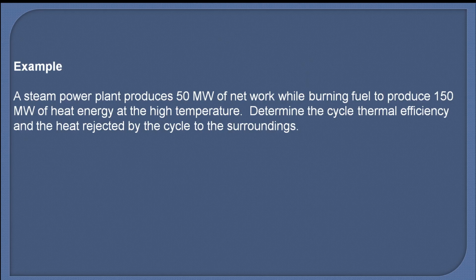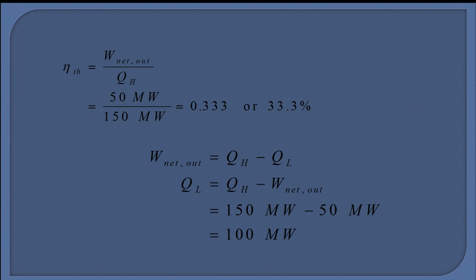Let us quickly see an example. A steam power plant produces 50 megawatts, 10 to the power 6 watts, of net work while burning fuel to produce 150 megawatts of heat energy at high temperature. So the fuel is giving 150 megawatts of heat to the steam turbine power plant, and the power plant produces 50 megawatts of net work. You need to determine the cycle efficiency. It's quite simple, right? Out of 150, only 50 megawatts is converted to work. So efficiency will be 33%, that is 50 by 150.